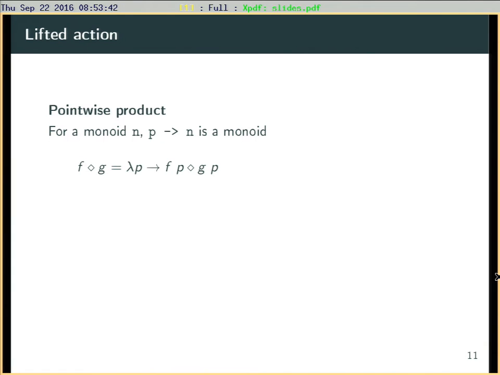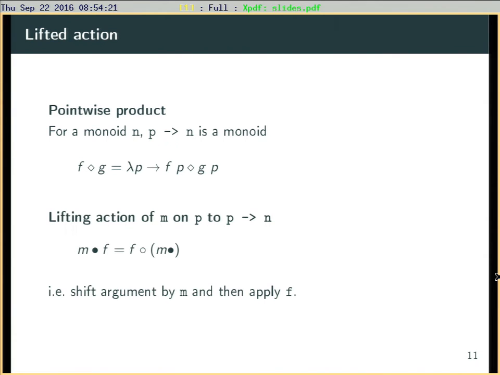Now, remember that we want to get this action for functions. There is a way of doing that lifting. This is another fact that is quite well known. If N is a monoid, then the class of functions from P to N, irrespective of what P is, forms a monoid, where the monoid multiplication is just pointwise multiplication. So f times g applied on p is fp times gp. So, the pointwise multiplication.